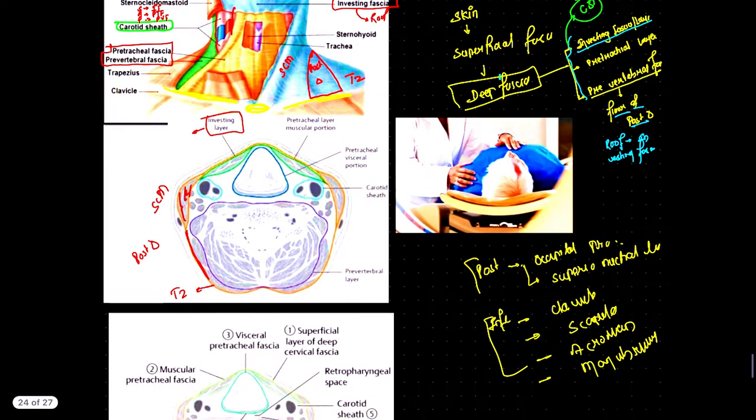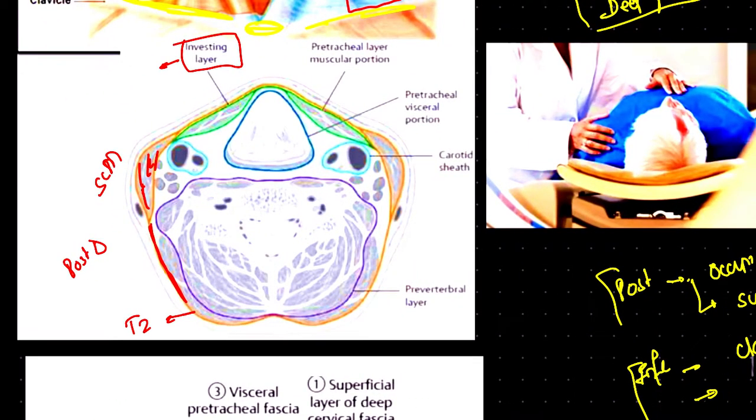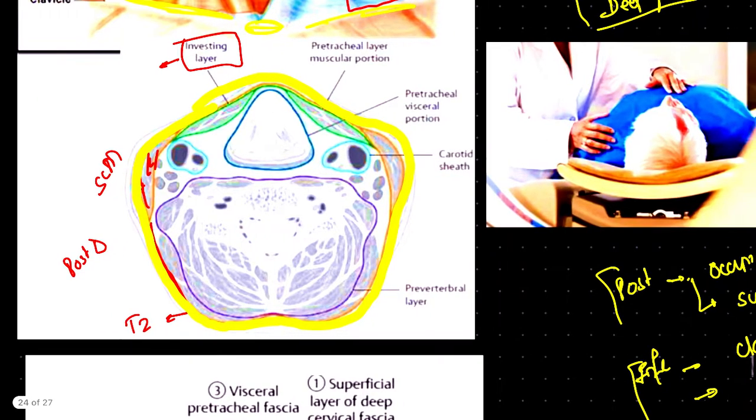Now let's move further. What we mentioned, this one in yellow color, what is this? This is our investing layer, right? Here it is dividing and enclosing some of the muscles, such as sternocleidomastoid and trapezius. Okay, now moving further.